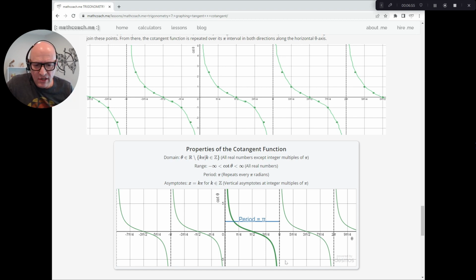The range is unbound. As it approaches these asymptotes from one side or another, it's either going to approach positive infinity, approaching the same asymptote, 0, or from the other side, from the negative side, it's approaching negative infinity, okay? So the range is unbound, all real numbers, and the period is pi or 180 degrees.